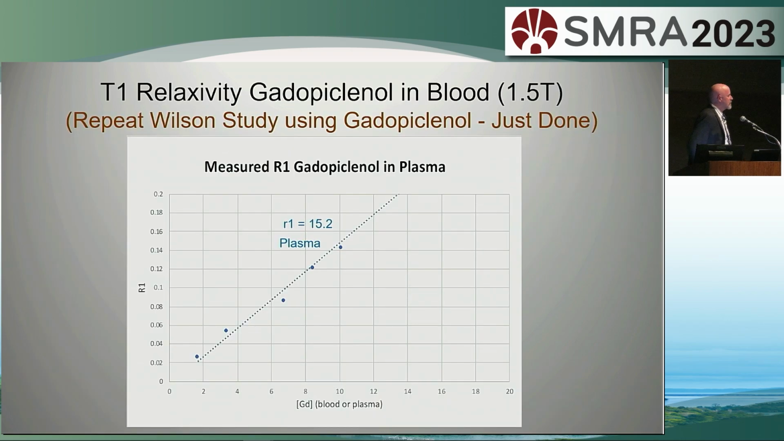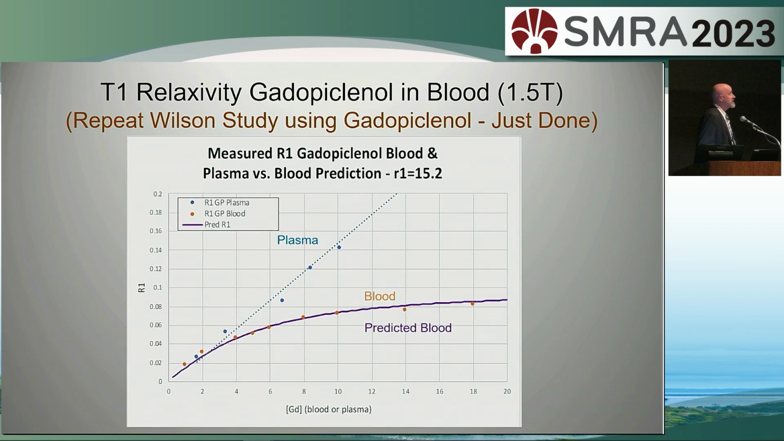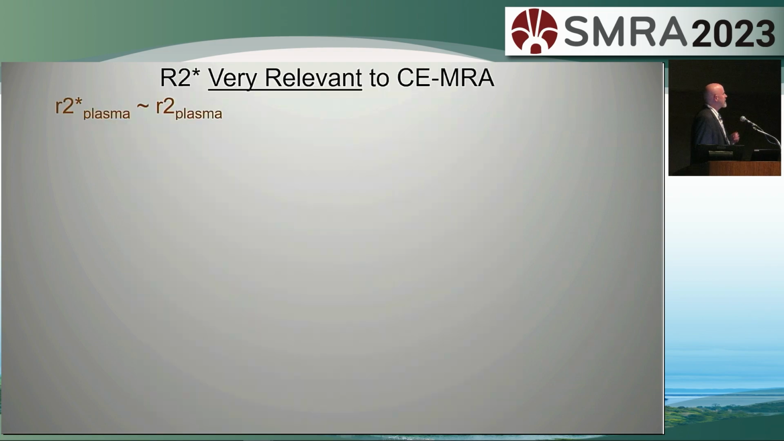So I just repeated this study, brought Greg Wilson down from Seattle, and with the help of Alex Barker as well. This is what we got in plasma for gadopiclinol, a relaxivity of a little higher than they said, at 15.2. In blood, the relaxivity did exactly what we expected it to. Using Greg Wilson's equations, it is spot on. It's really quite amazing. So this is very important to understand.